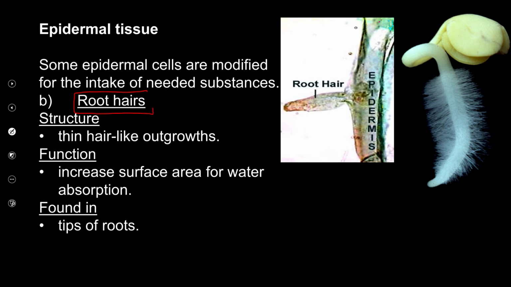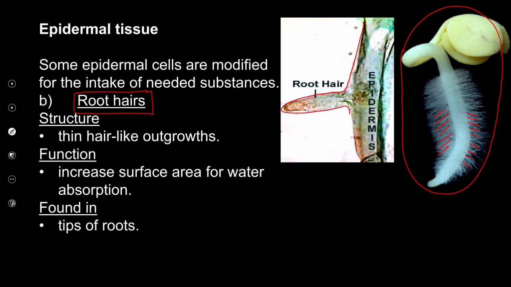They are called root hairs. And this is a picture of a seed that is starting to germinate, and you can see all the thousands of little outgrowths it has, and those are all single-celled tiny root hairs. And here is an enlarged picture of a root hair.